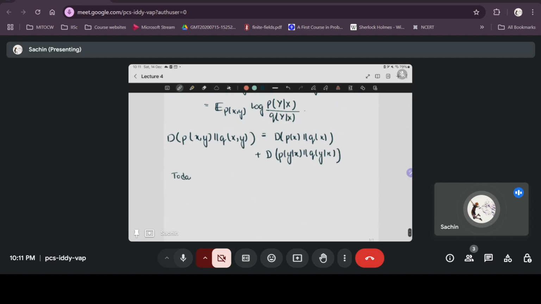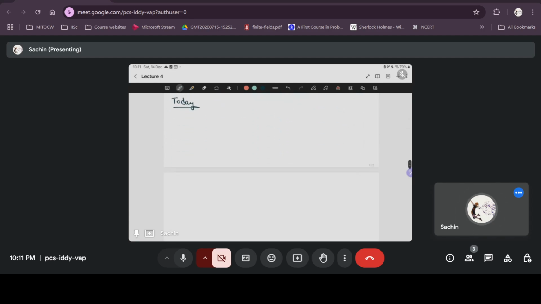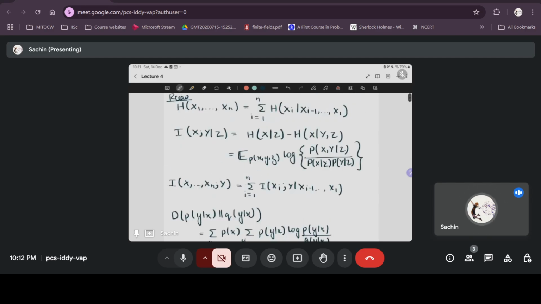Today we'll be looking at a few inequalities. First is the Jensen's inequality. Oh, I don't know if this was captured in the recording, but since it's a recap anyway, it's fine, I guess. I'll just show it once.